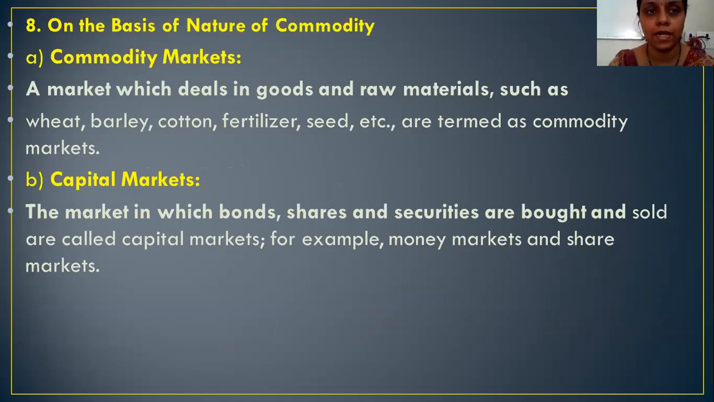Now we see the next dimension, dimension number 8, on the basis of nature of commodity. Two types of market: commodity market and capital market. Commodity market means very simply a market which deals in goods and raw materials. For example, wheat, barley, cotton, fertilizers, seeds, etc. are termed commodity markets.